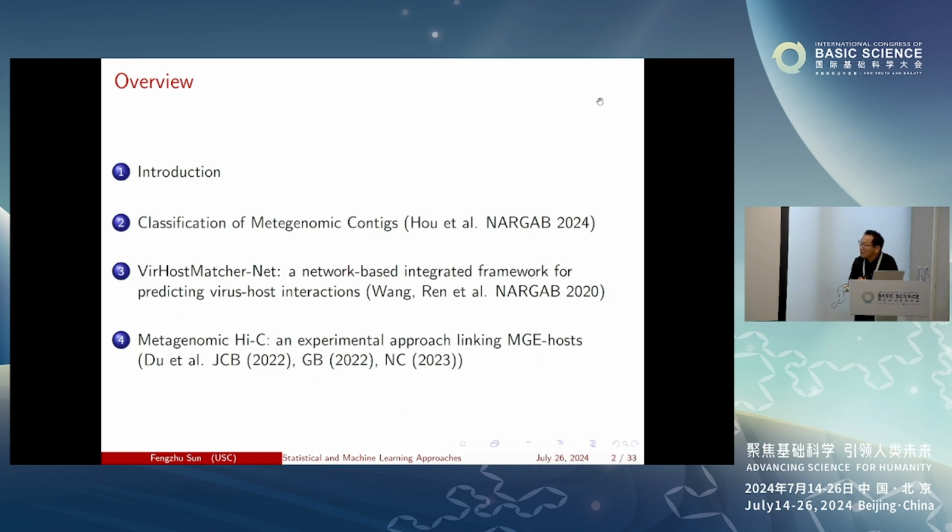So I will give a brief introduction about what is metagenomics. Then I will talk about a computational method for classification of metagenomic contigs. And so contigs, you can think about long sequences, and I will explain why we call it contigs. Then I will talk about the method for matching virus and their host. And finally, I will talk about how we identify virus-host interactions in metagenomic data. In particular, how do we analyze metagenomic Hi-C?